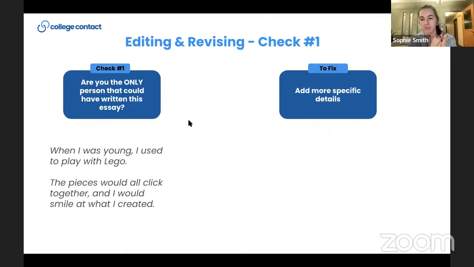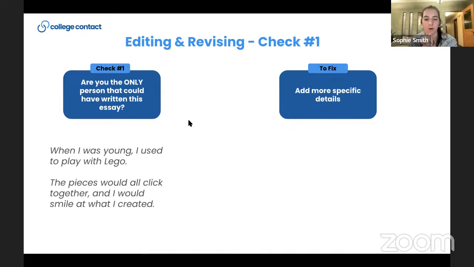So let me give you an example because I know that's really hard to understand. On the left side of the screen, you'll see text. It says, when I was young, I used to play with Lego. The pieces would all click together and I would smile at what I created. Put in the chat right now if you used to play with Legos when you were little or you've ever played with a Lego set.